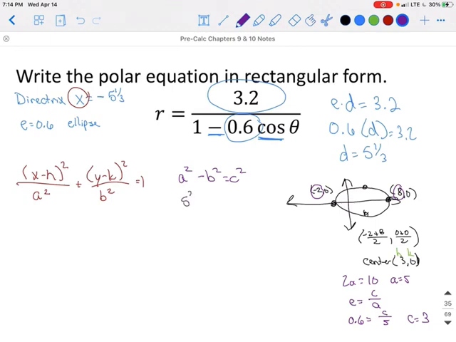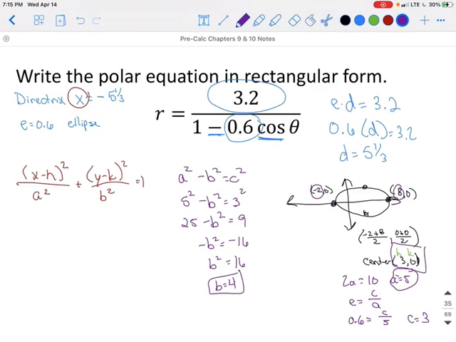So our a value is 5, our c value is 3, 25 minus b squared is equal to 9. If we take the 25 to the other side, we're going to get a -16. Divide both sides by a -1. B squared is equal to 16, or our b value is equal to 4. So we have a, we have b, we have our h and our k. We can now write our equation.